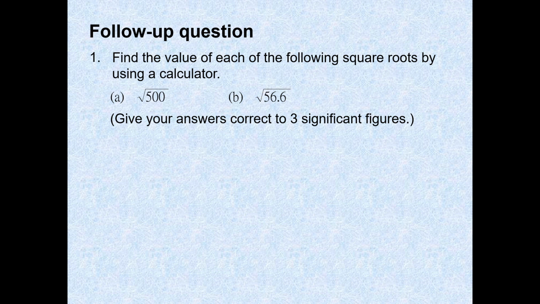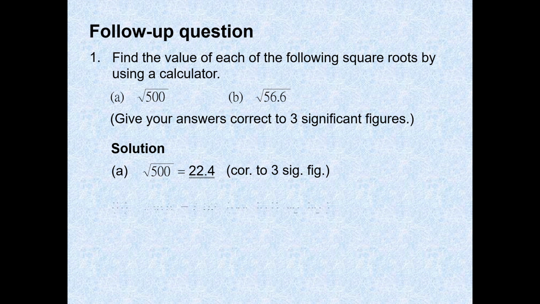So now, can you find the values of the following square roots by using the calculator? For part A, the answer will be 22.4 correct to 3 significant figures. For part B, the value will be 7.52 correct to 3 significant figures.